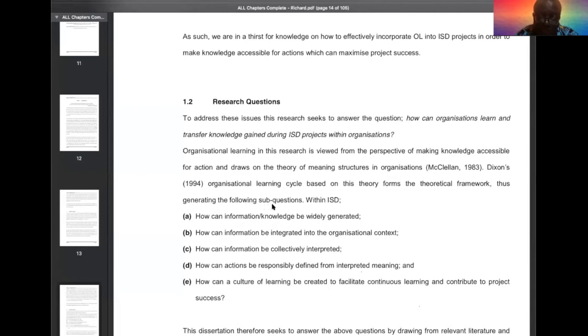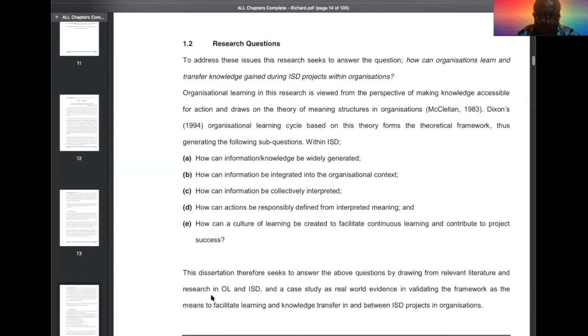the following sub-questions. Within information system development, how can information be widely generated? How can information be integrated? How can information be collectively interpreted? How can actions be responsibly defined? These four questions are coming from the theory. I showed you the theory earlier, the organizational learning cycle. Then the last one is my own addition. How can the culture of learning be created to facilitate continuous learning and contribute to project success?